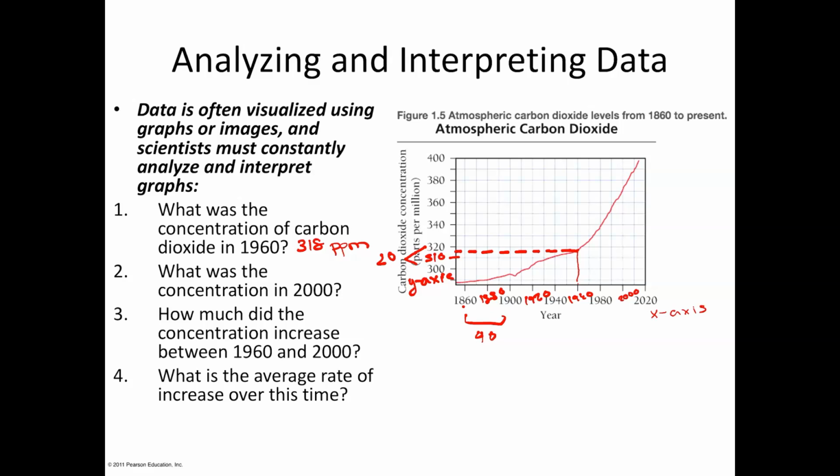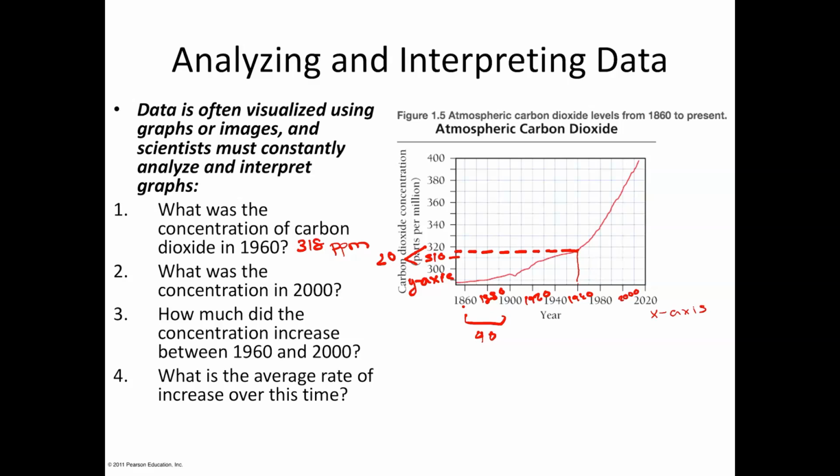What was the concentration in 2000? How much did the concentration increase between 1960 and 2000? And what is the average rate of increase over this time? So what I want you to do is answer these questions on your own, and you'll submit this with your end of the day review.